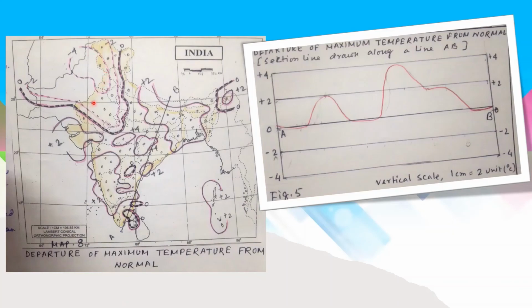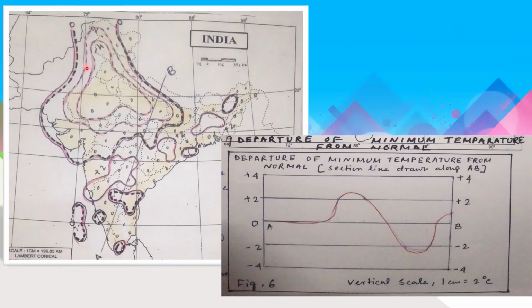and Rajasthan. So far as minimum temperature is concerned, it is normal over Maharashtra, southern part of Madhya Pradesh, Chhattisgarh, Uttarakhand, Himachal Pradesh, Arunachal Pradesh, Odisha, Andhra Pradesh, parts of Tamil Nadu and Karnataka. Minimum temperature 2 degrees centigrade above normal is found at Maharashtra, Telangana, Karnataka and Goa.